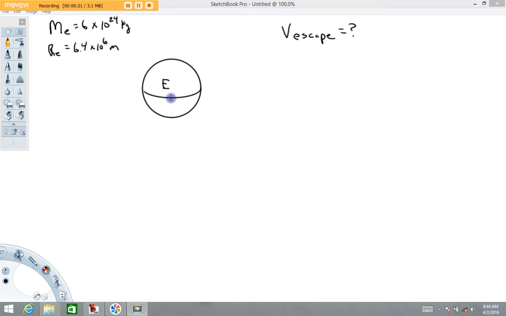The sphere is supposed to represent the Earth. I wrote some things down we're going to need. I know that the average radius of the Earth is around 6.4 times 10 to the 6 meters. The Earth has a mass around 6 times 10 to the 24th kilograms.